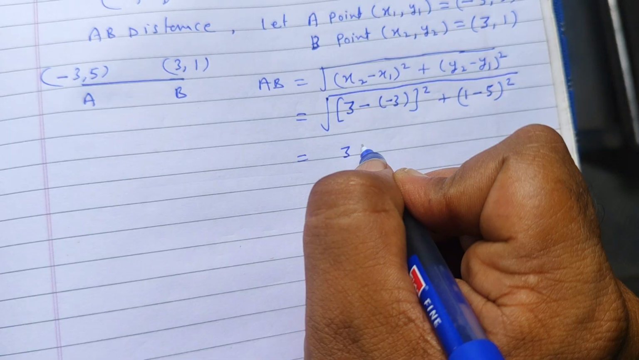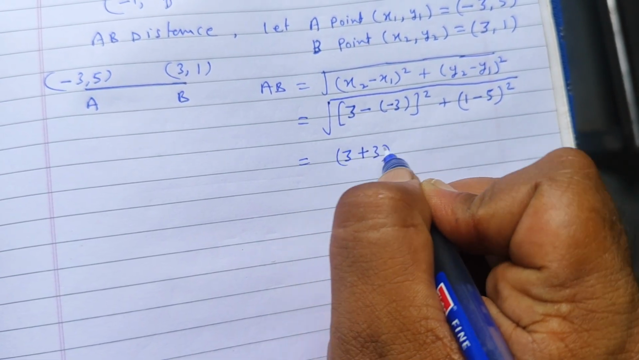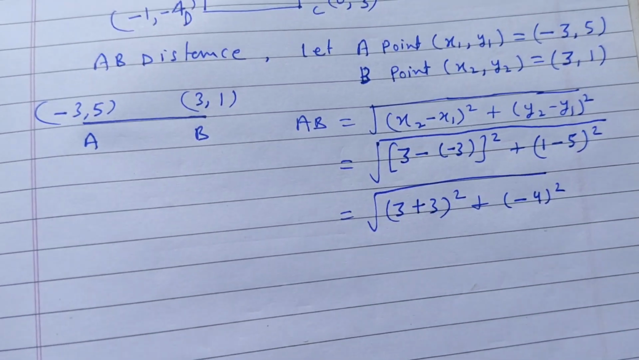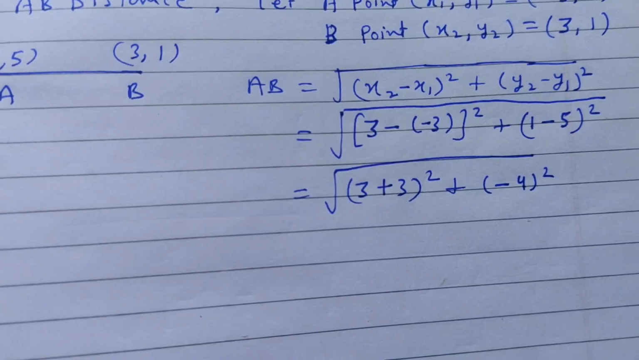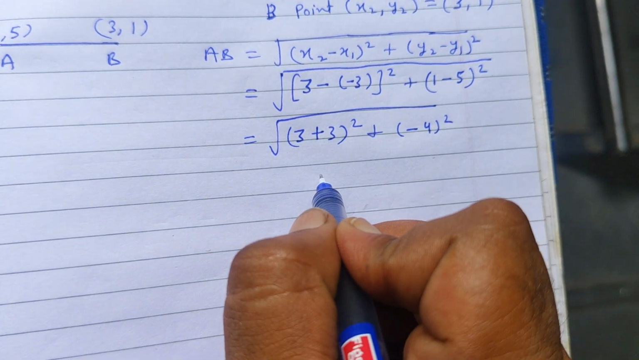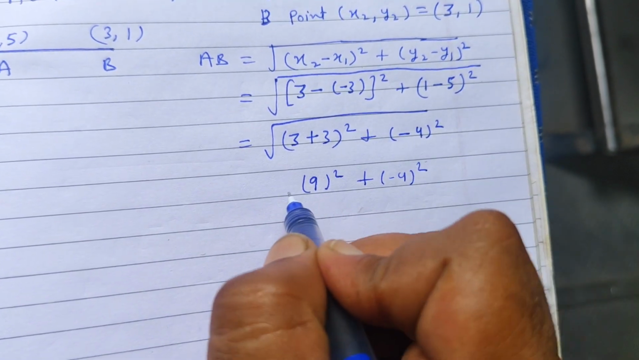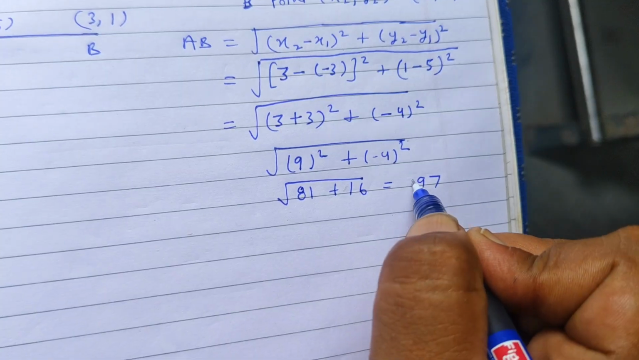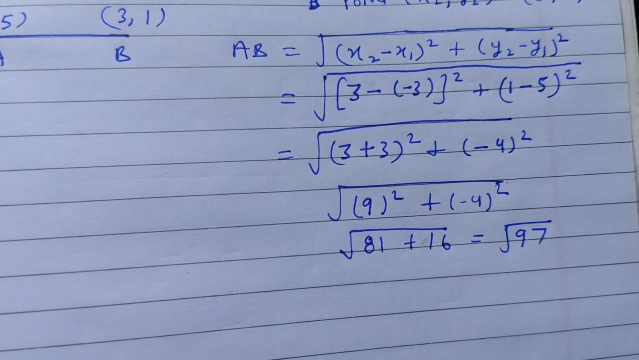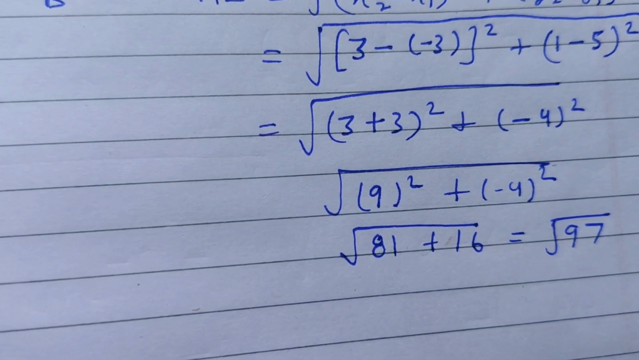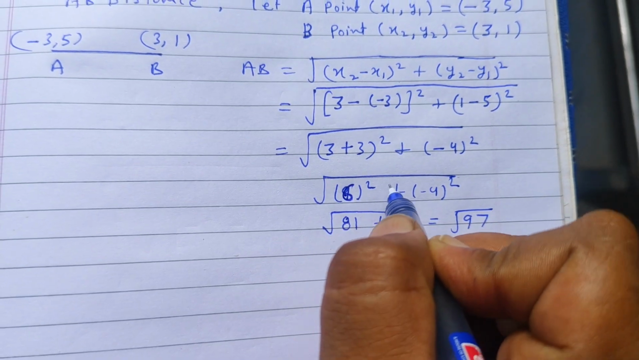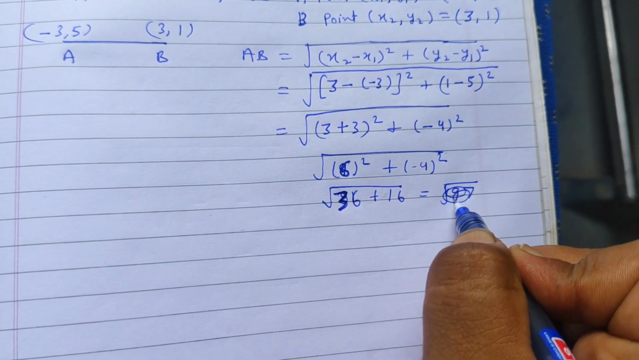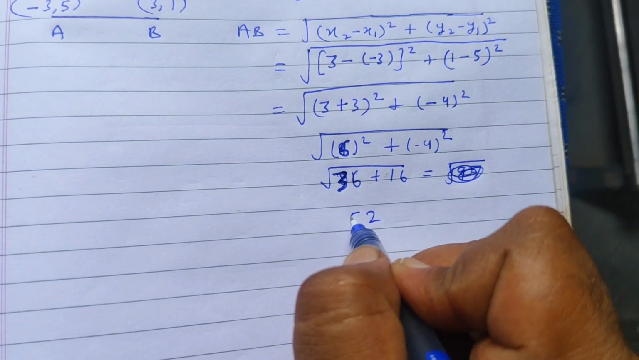Three minus (-3) is 6, and 1 minus 5 is -4. 6 squared is 36, 4 squared is 16. Adding, 36 plus 16 is 52. So AB is root 52.